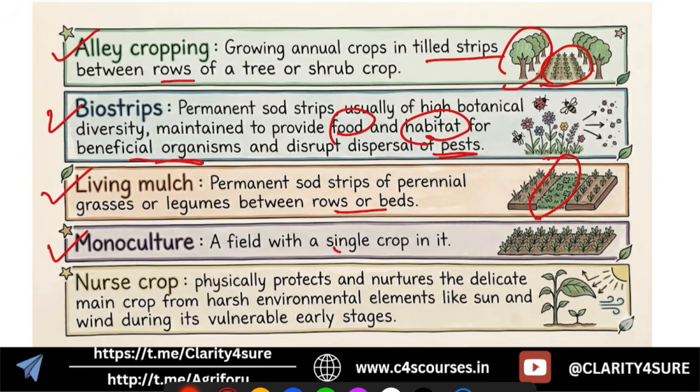Okay, next is monoculture. It is a field with a single crop in it. Mono is single, right? And it is not beneficial and not recommended at all. Okay, the next is a nurse crop. This is a nurse crop. It physically protects and nurtures the delicate main crop, this is the main crop, from a harsh environment and environmental elements like sun and wind during its vulnerable early stages.